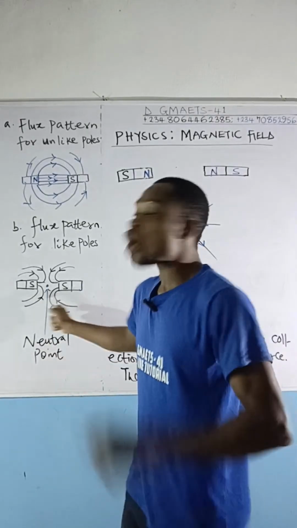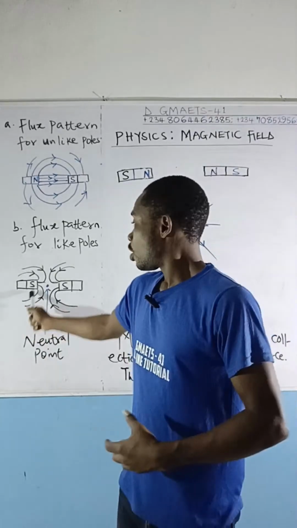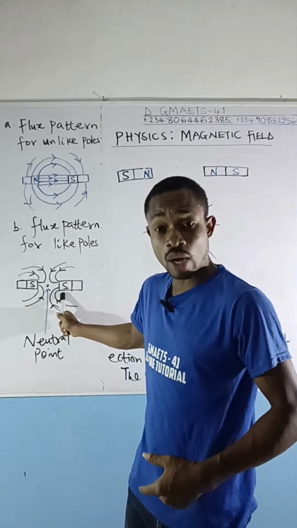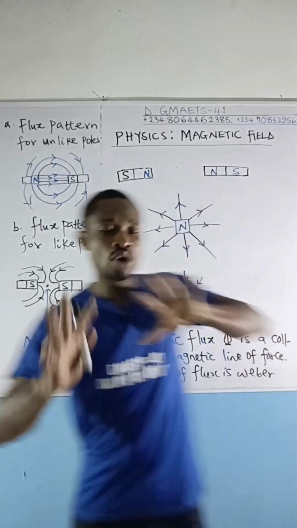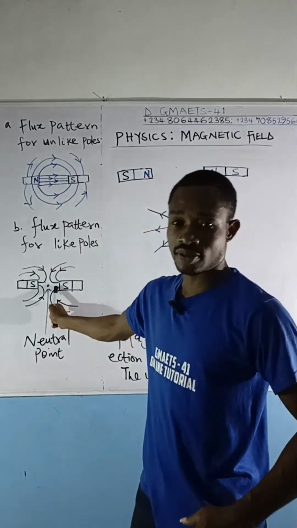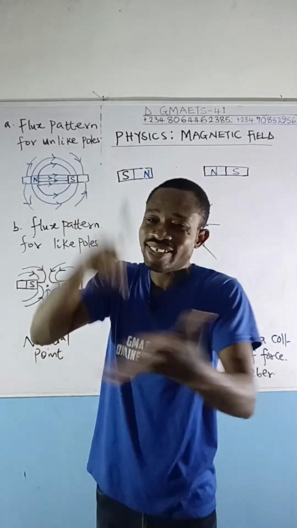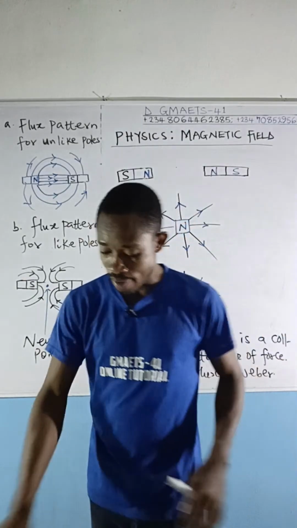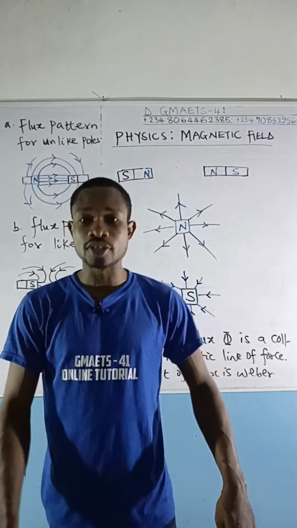If these are unequal like poles, let's assume that this south, the magnetic field of this particular one is greater than the magnetic field of this particular one. The line of force of this bigger one will push towards the smaller one, so that this neutral point will now shift towards the smaller one, making the neutral point no longer to be at the center. Do you get that right? So you can learn more about it as we move on to the next thing of importance.